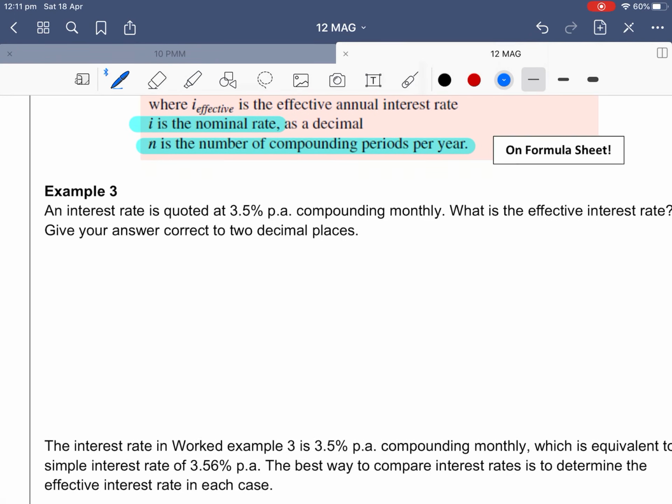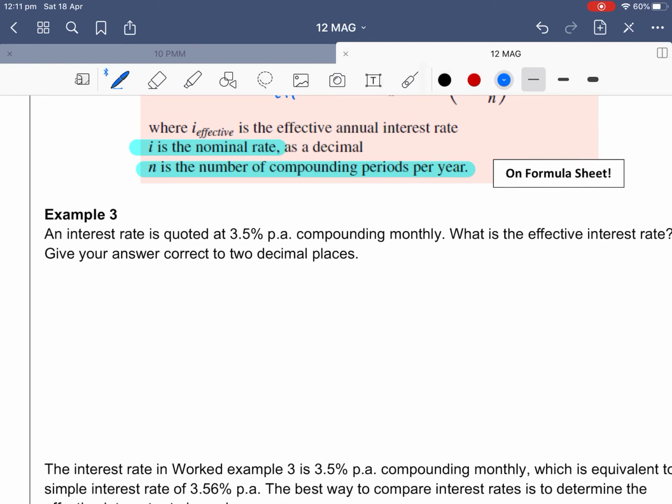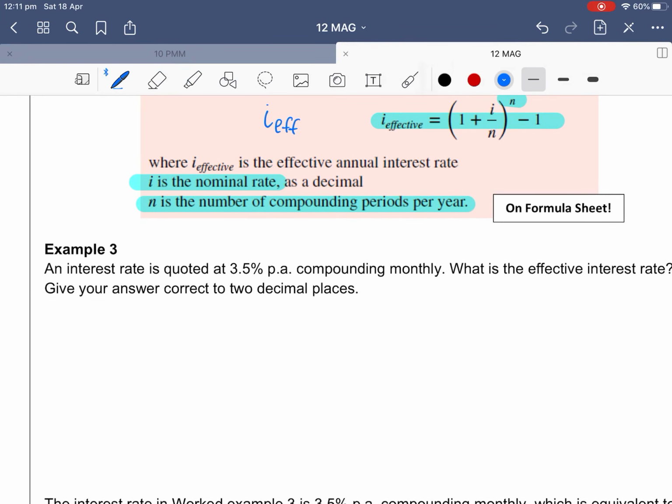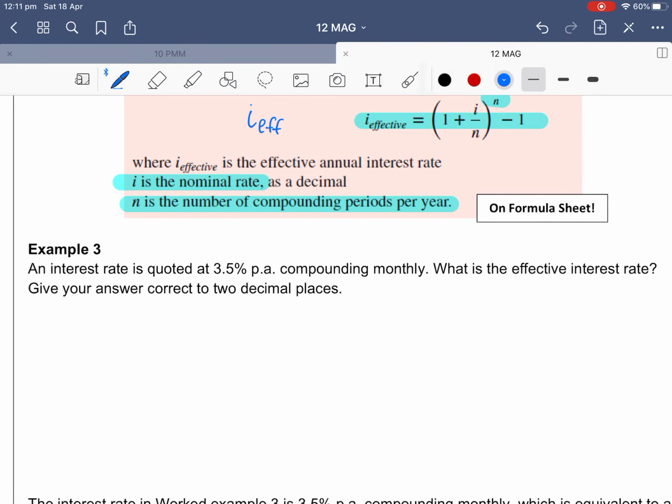So let's do an example. Let's make sure you can still see the formula. An interest rate is quoted at 3.5% per annum, compounding monthly. What is the effective interest rate? Give your answer to 2 decimal places. All right, let's write the formula. Let's do it, and we're going to sub everything in, and it's going to be amazing. IF, or I effective, equals 1 plus I on n to the n minus 1.